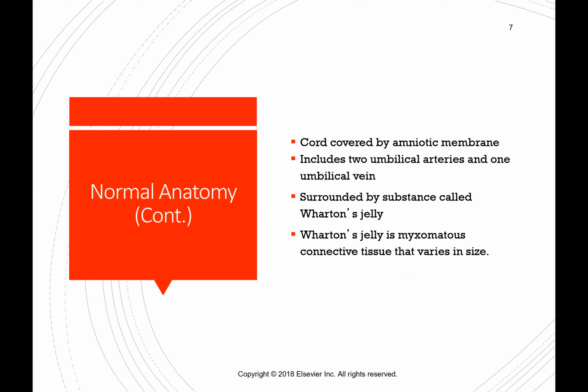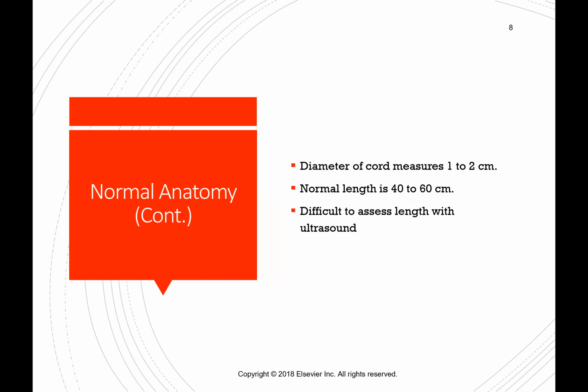Wharton's jelly is a connective tissue that varies in size. It helps the cord not get knotted; it kind of is slippery, so the cord doesn't knot up as much. It kind of protects the cord. The diameter of the cord measures 1 to 2 centimeters, and the normal length is 40 to 60 centimeters. These are two things that you'll need to know.